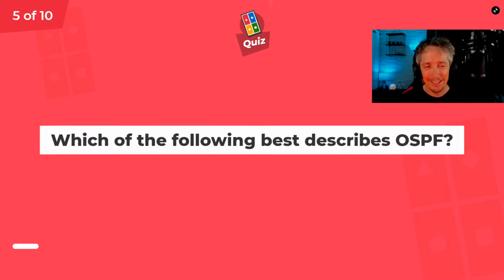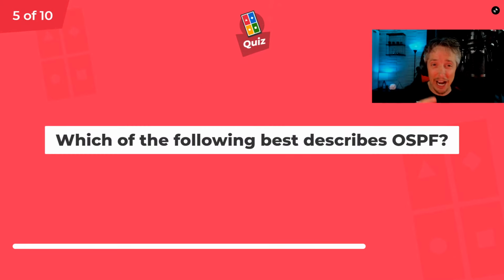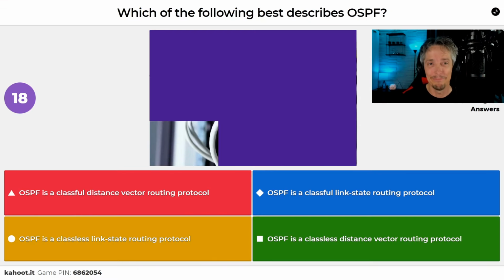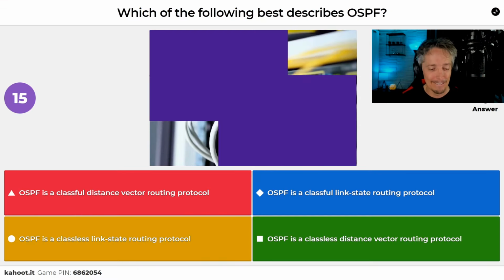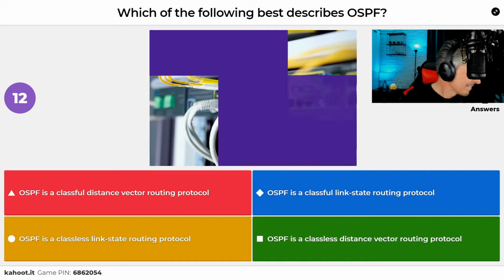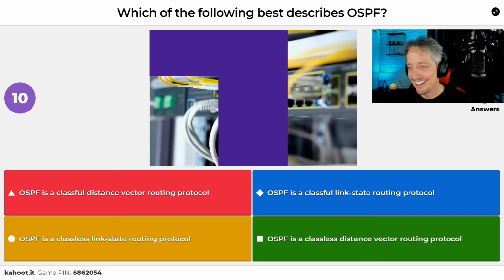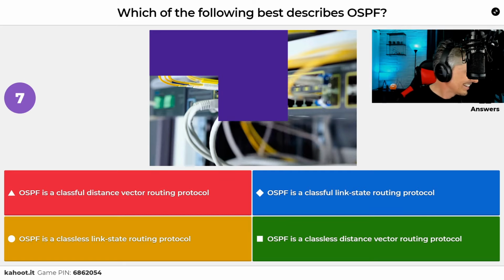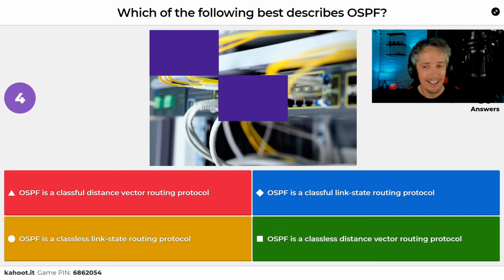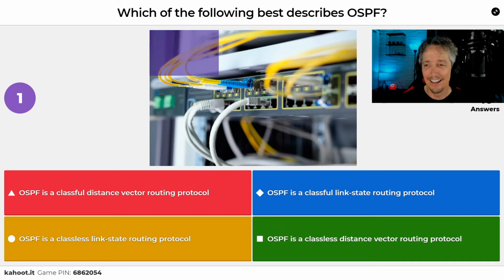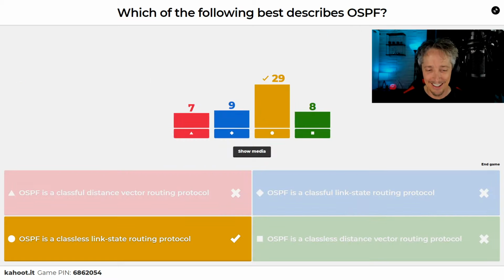Appreciate it. All right, which one of the following best describes OSPF? All right, that's a strong majority. Classless link state routing protocol. So it's definitely link state, and that's because it has personal information about the entire network in its area.